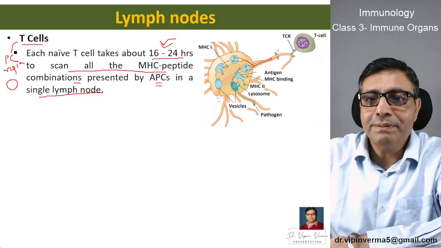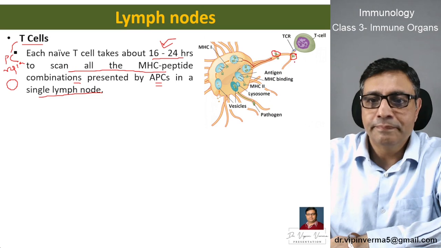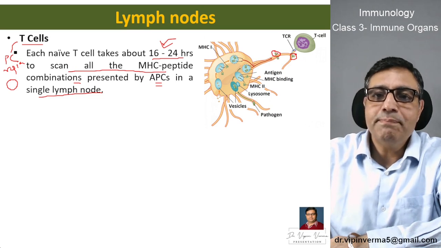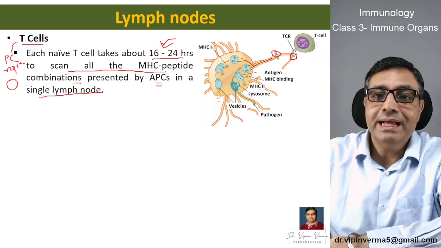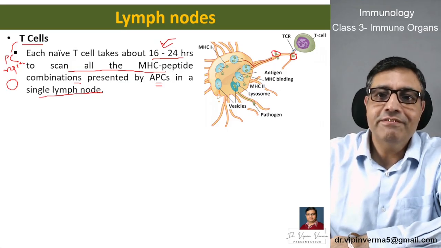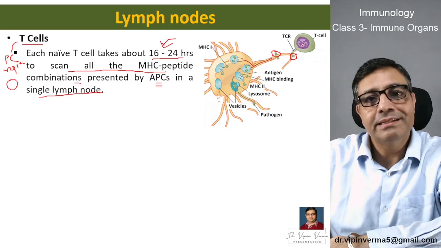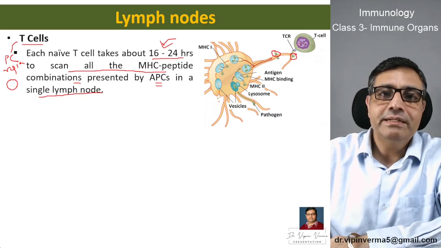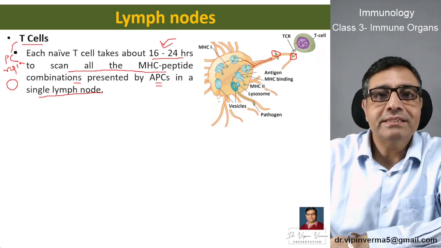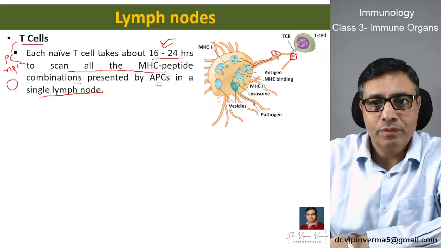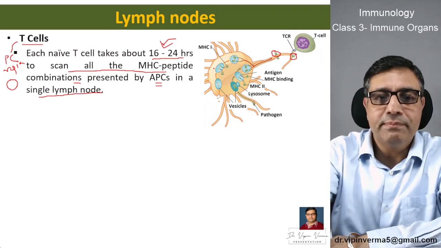And when this is present on the surface of the dendrite, the T cells which are scanning the MHC peptide combination, upon finding the suitable and specific antigen, will immediately engage, and this engagement results in the activation of the T cells. And once the T cell is activated, it will lead to the production of effector cells by differentiation. All right, so this is how it happens.